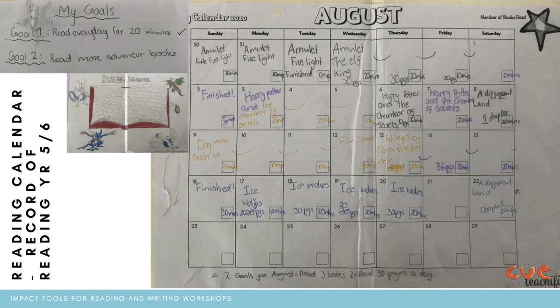On the left here, we see that their goal 1 was to read every day for 20 minutes. And we can see them doing that through the weekends as well. And their second goal was read more adventure books. And then we also see down the bottom that they had some further goals, that they wanted to read 3 books and read 30 pages a day. So this is about them setting goals for themselves and taking ownership of what it is they're doing to build reading stamina and range of reading.